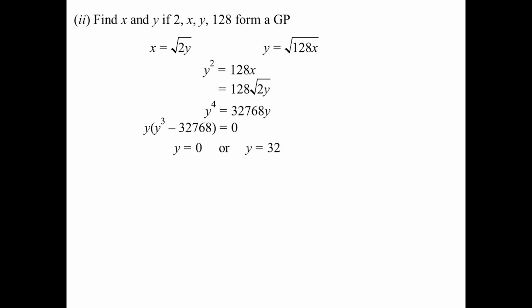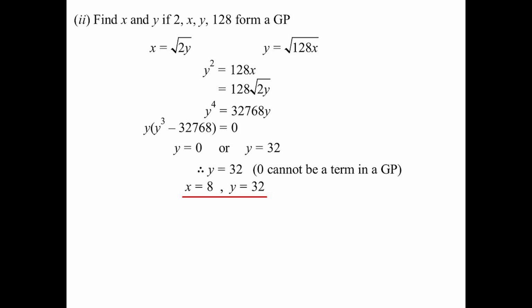Well, 0 is a bit ridiculous, because I don't know whether you realise this or not, but it's impossible for 0 to be a member of a geometric sequence. It's impossible. So therefore y is 32. Okay, I now know what y is. We can work out x by going back and working it out. So x is 8, and we have our number pattern. It goes 2, 8, 32, 128. So that's another way of doing it.